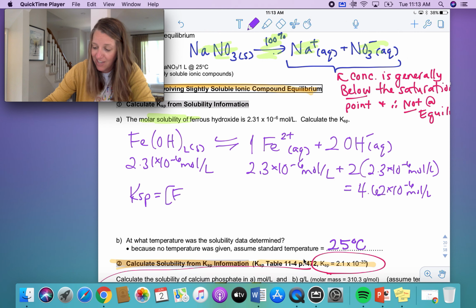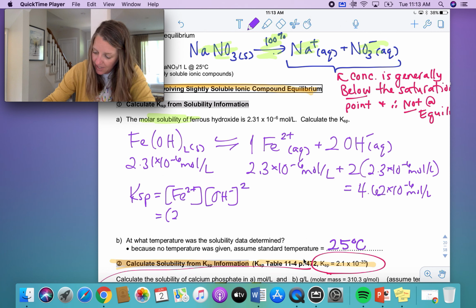So when I calculate the Ksp, I'm going to write my formula like I would. I take everything that isn't a solid or a liquid and put it into my formula. Concentration of the products, and any coefficients that you have turn into exponents, over nothing because that is 1. And I pop my values in. Okay, 2.31 times 10 to the minus 6.